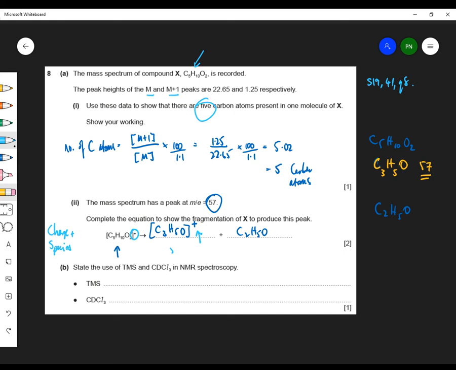This has a mass of 57. I don't know what this other one is, but it doesn't ask for that, does it? The peak will be due to the charged one. The other one will be a radical.